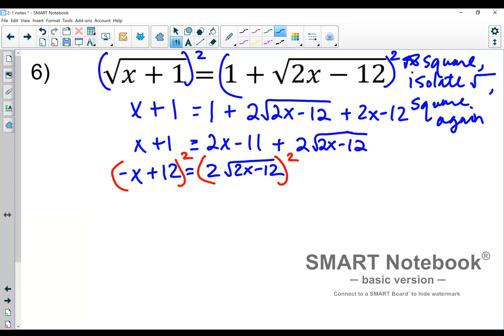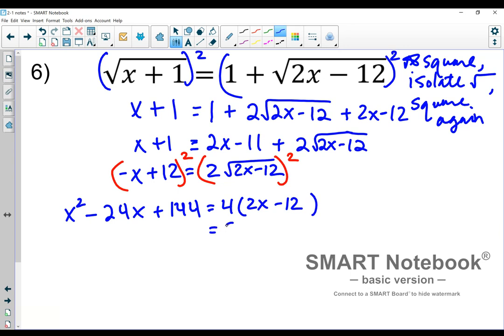When I square on the left, my negative x squared would just be an x squared. Middle terms, I'd multiply negative x and 12, so negative 12x, and then double it. So negative 24x. Square the 12, 144. And then on the right, 2 squared is 4. And when I square the square root, I just have a 2x minus 12. So I'm going to clean up the right side and distribute. 8x minus 48. And then I'm going to have to get all my terms on the same side.